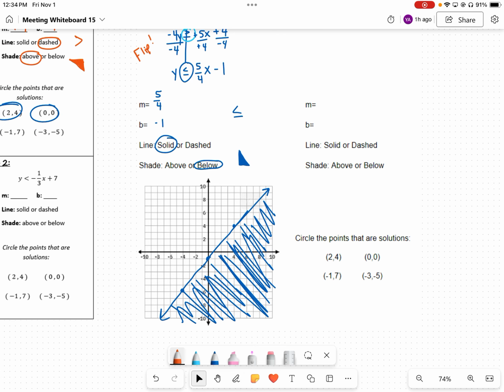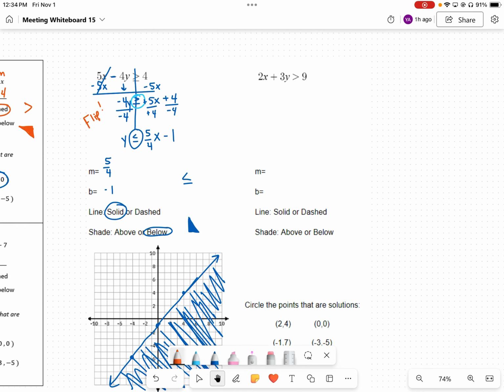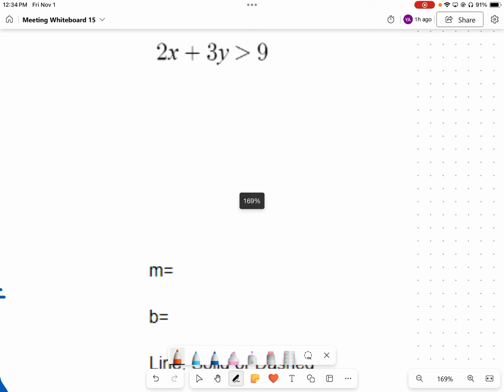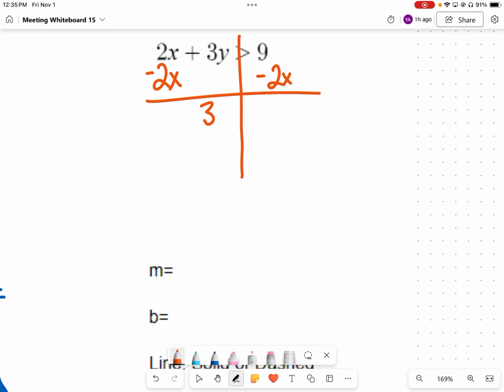Okay, let's do the last one. We need to solve this for y, so follow the same steps. Subtract the x, divide by the number in front of y. Subtract the x, so we're going to subtract 2x. If it's a negative 2x, we would add 2x. So you always do the opposite of what 2x is, or whatever x is. So 3y is greater than negative 2x plus 9.